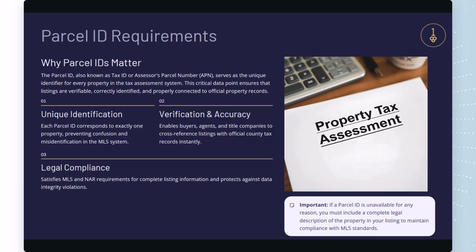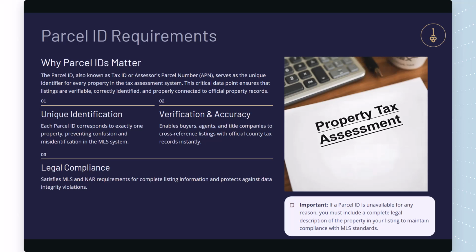So parcel ID requirements. Let's just review the parcel ID requirements and why that matters. The parcel ID serves as a unique identifier for each property in the tax assessment system. And that ensures that listings are easily cross-referenced with official records, right? There's a specific record of each individual listing across the MLS. And these are unique, so every parcel ID corresponds to a single specific property. This would help prevent confusion, duplicate records, or misidentification in the MLS.